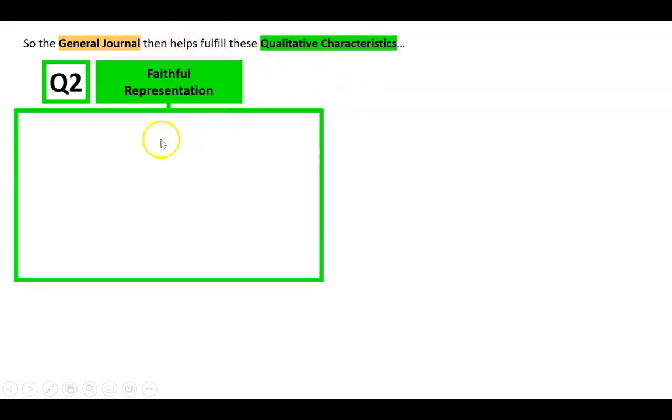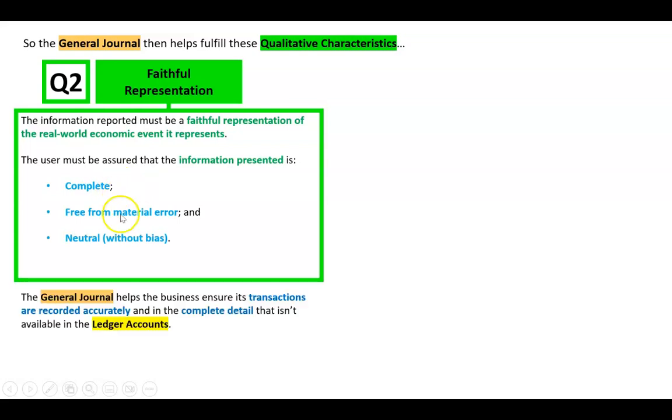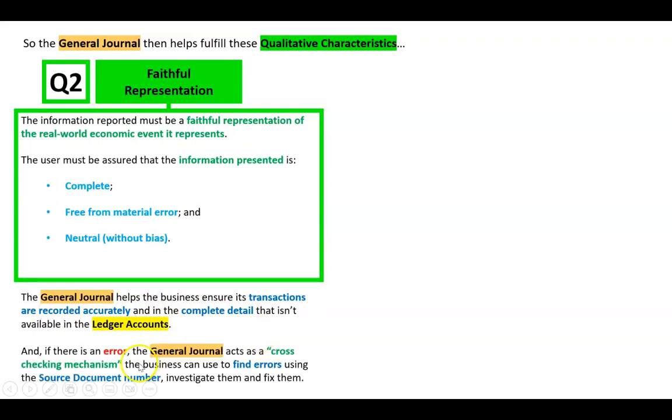So if I had to summarize this back to the theory and say, why are we doing a general journal? Well, it helps fulfill the qualitative characteristic of faithful representation. The information reported must faithfully represent the real-world economic event it represents. The user must be assured that the information is complete, free from error, and neutral. So the general journal helps the business ensure its transactions are recorded accurately and in complete detail that isn't available in the ledger accounts. And if there is an error, the general journal acts as a cross-checking mechanism that the business can use to find errors using the source document number, investigate them, and fix them. So that's how it fulfills faithful representation.